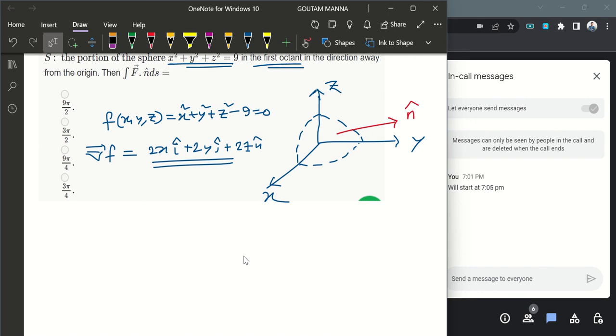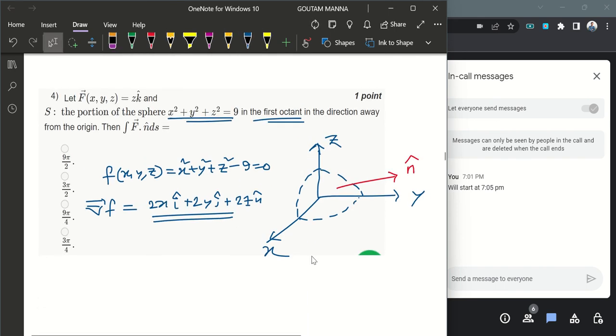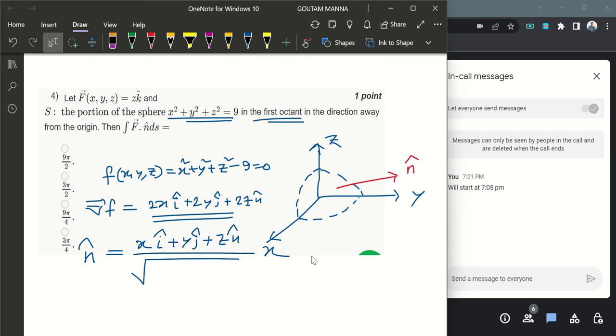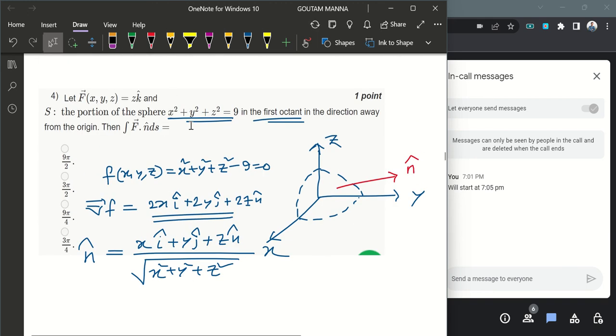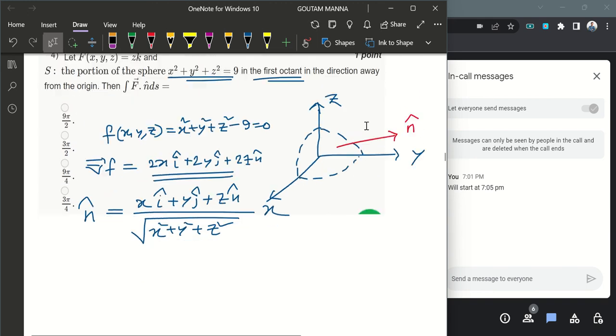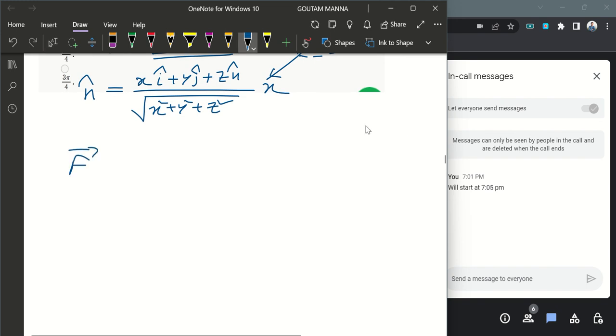Okay, sorry, it is gradient. I think I am confusing divergence and gradient. If you want to find the unit vector, you just divide by the amplitude. So it will be x i hat plus y j hat plus z k hat, divided by root of x square plus y square plus z square. This is the unit vector on this sphere.